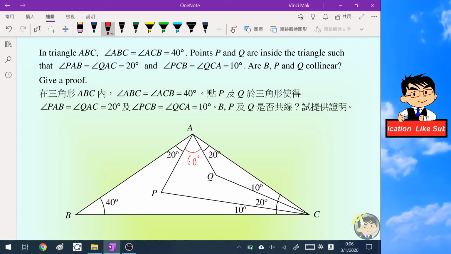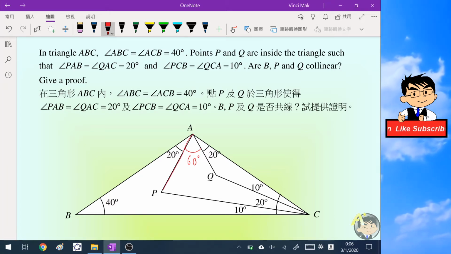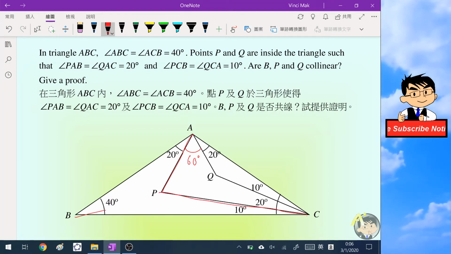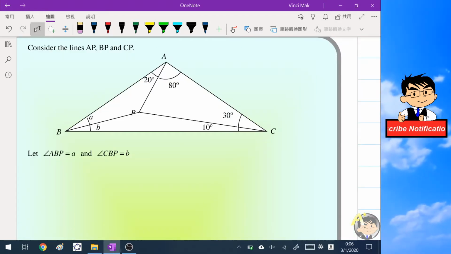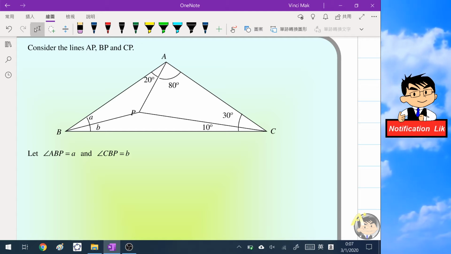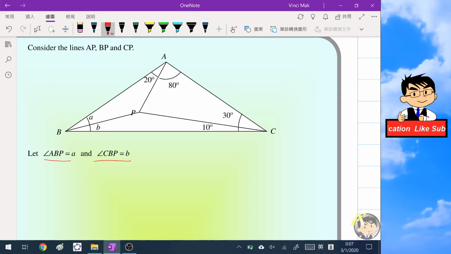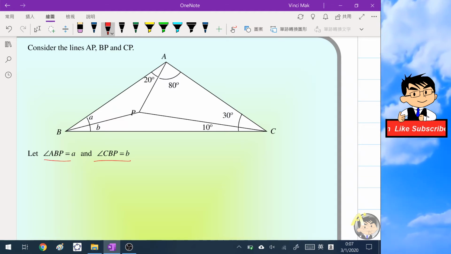So first of all, we'll focus on the lines AP and CP, and we will join BP in the next diagram. So I simplify the diagram, leaving only the three lines AP, CP, and BP. We let these two angles be A and B, and we'll apply the Ceva theorem.